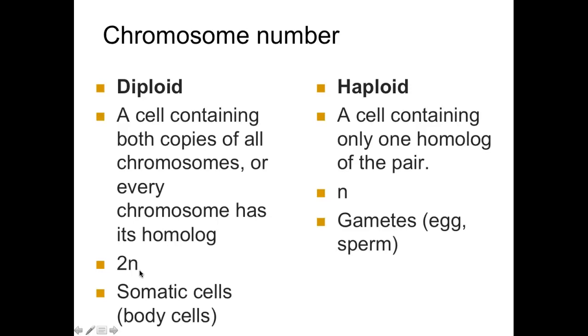The definition of zygote is actually a fertilized egg. So that's going to be 2N. So in order to have the correct number of chromosomes, your gametes have to have just one homolog, right? All right, so hopefully that makes sense.